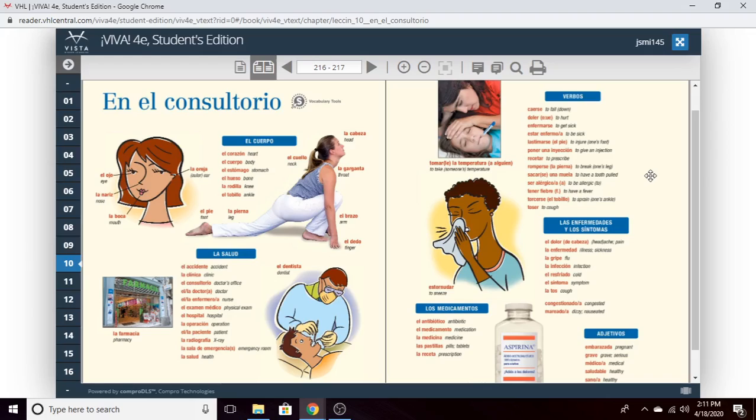Something else to think about is what is a symptom, what is a diagnostic tool, and what is a treatment. For example, a symptom might be sneezing, a diagnostic tool would be an x-ray, and then the treatment would be the actual medicina. Something to think about.